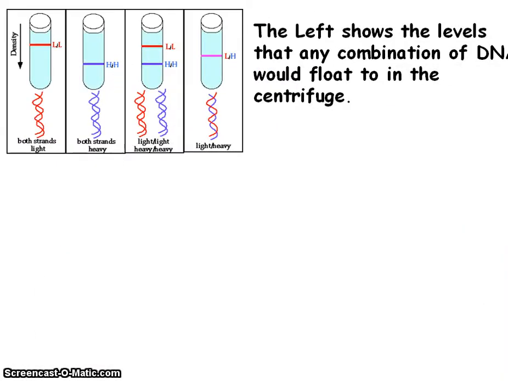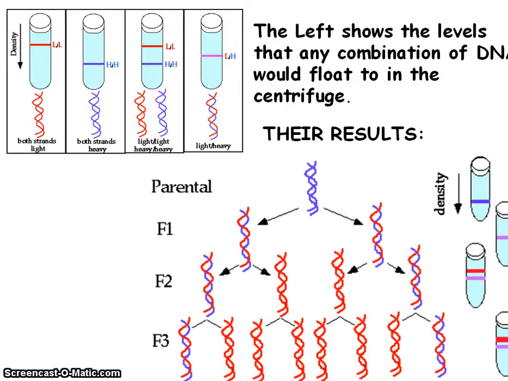They knew that 15 would sink all the way down here and 14 would be up here. So if it was conservative replication, they would get these two lines. If it was semi-conservative, they'd get a line in the middle. And here's their actual results. Here's our F1, and notice they got a line in the middle.